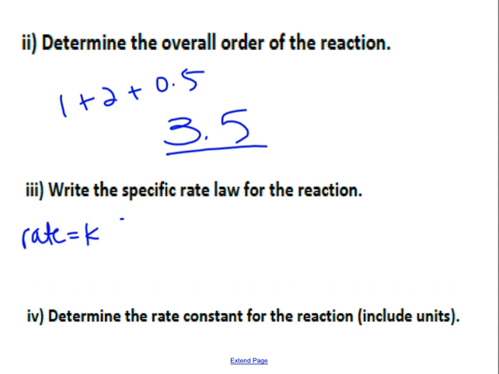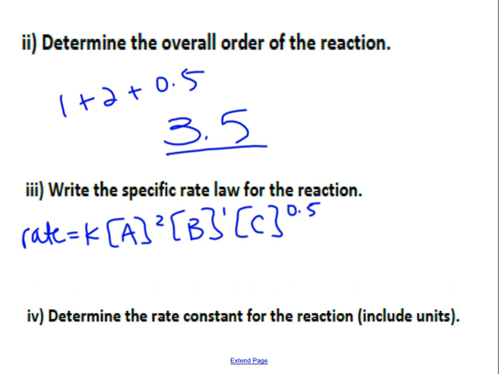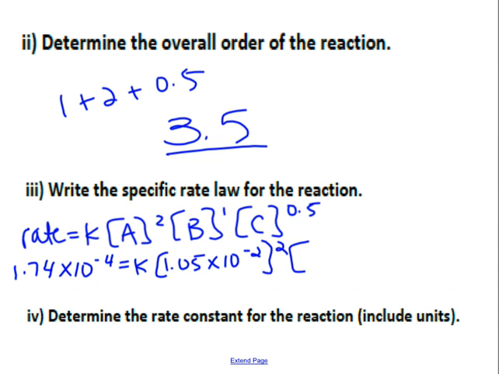Rate is equal to k times A to the 2 times B to the 1 times C to the 0.5. And then determine the rate constant. This is a long one. 1.74 times 10 to the negative 4 is equal to k times 1.05 times 10 to the negative 2 squared times 2.50 times 10 to the negative 2 to the first times 4e negative 3.